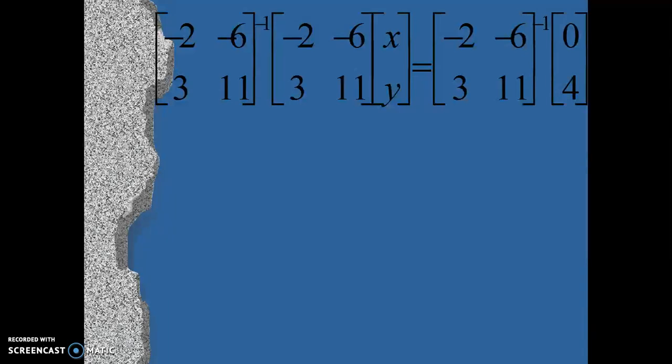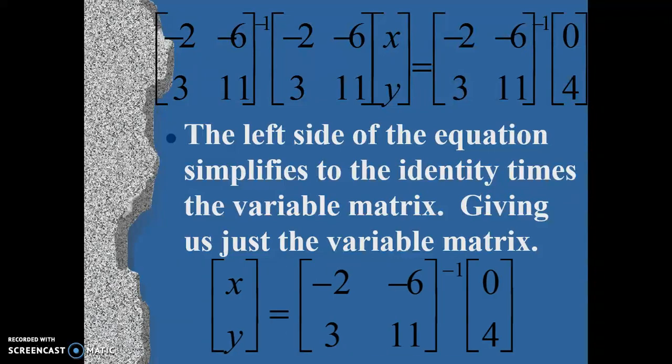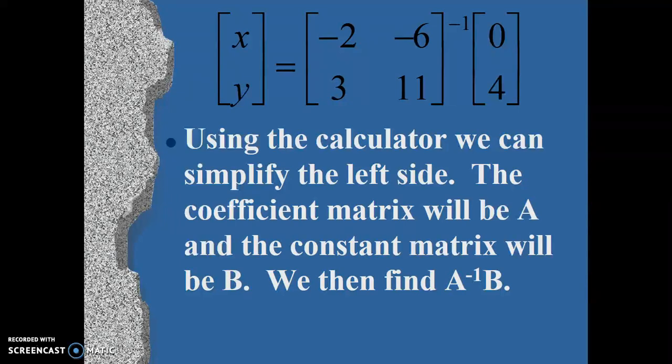We multiply both sides by the inverse of the negative 2, negative 6, 3, and 11 matrix. What that does is that gets rid of one of those matrices. So the left side of the equation simplifies to identity times the variable matrix, giving us just the variable matrix. And it'll look like this. On the right side, using a calculator, we can simplify. The coefficient matrix will be A, and the constant matrix will be B. We then find A to the negative 1 times B, or the inverse of A times B. So now let's see what that looks like in our calculator.